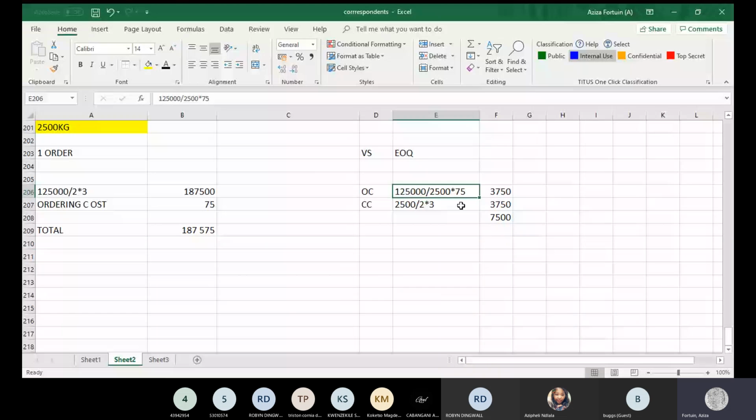Okay, so now you get a quantity price of when I order it via the EOQ of 7,500, and when I order one time, one order, it's 187,575. So there's a vast difference between placing it via one order at a time and versus an EOQ order.